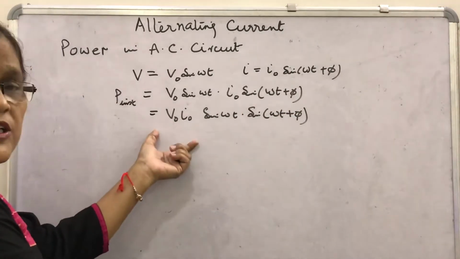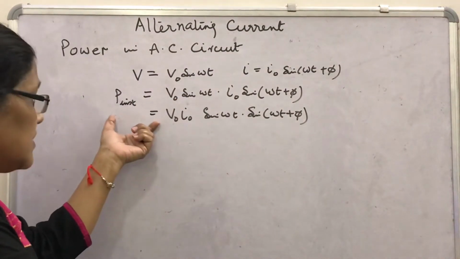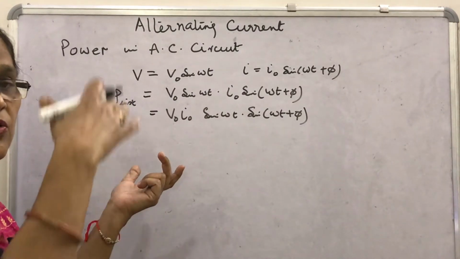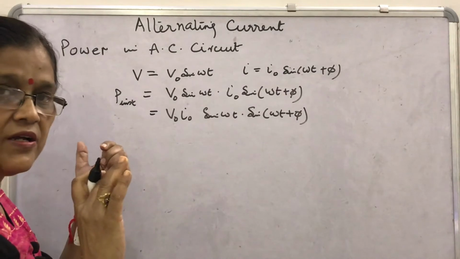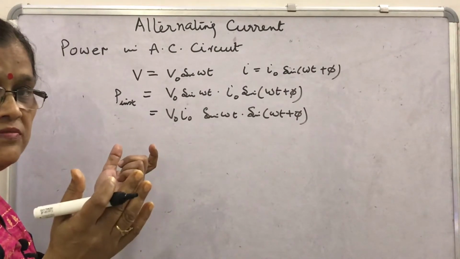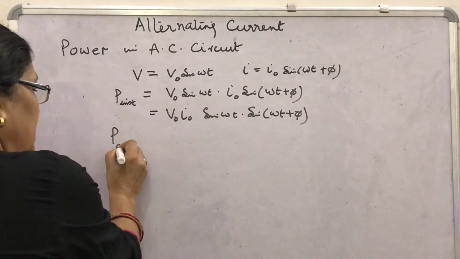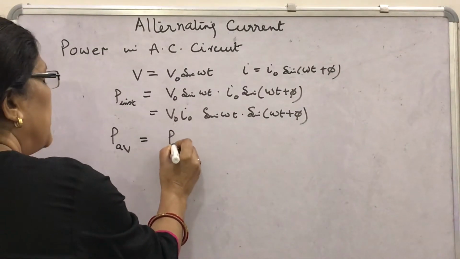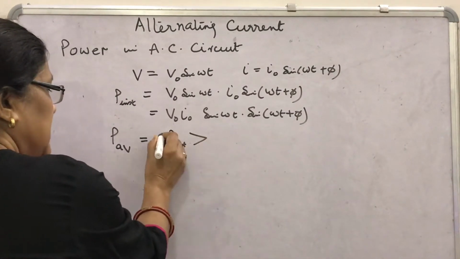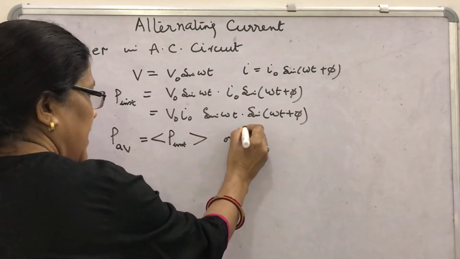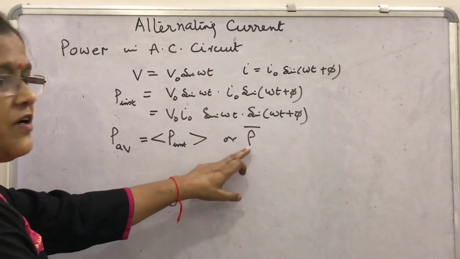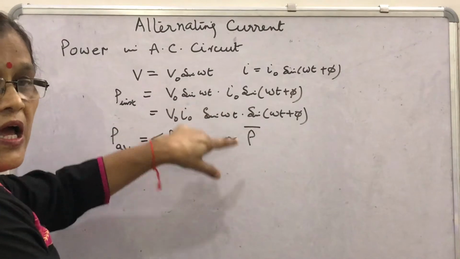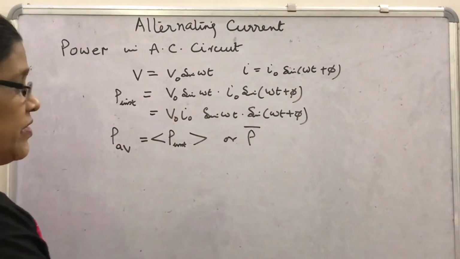If this is the instantaneous power at any instant of time, this is the expression for power, then what will be the average power for whole cycle of the alternating current? How will you find the average power? You know, we have seen P average can be given by instantaneous power, it is written like this, or you can write this. In this way the average power is represented. So whatever expression we have here, we have to take the average of this over one complete cycle.